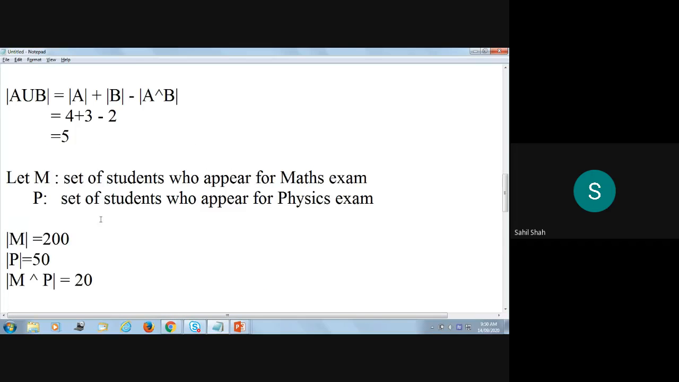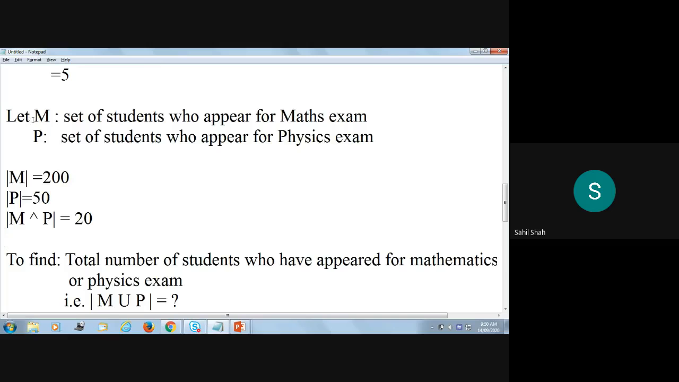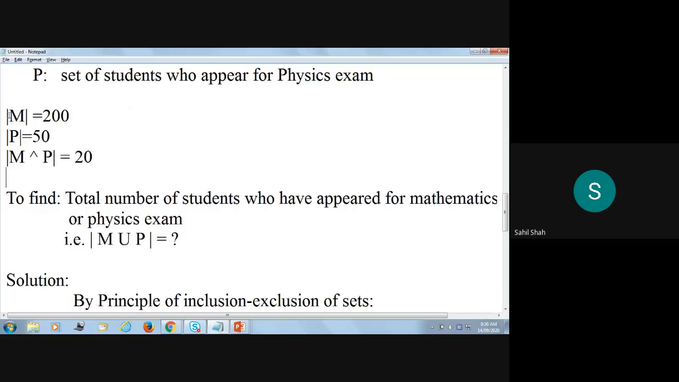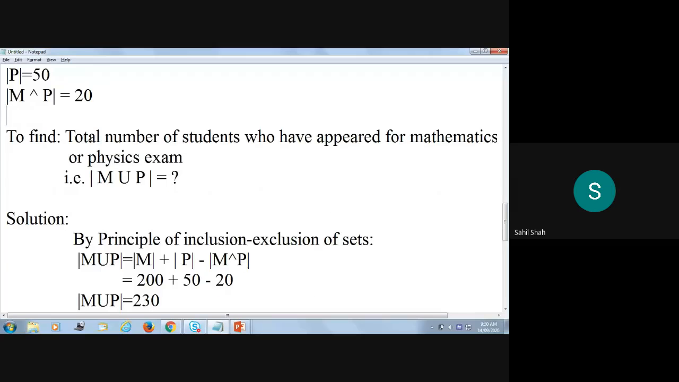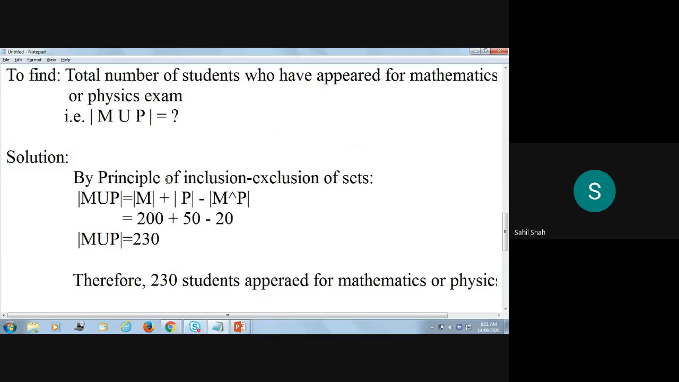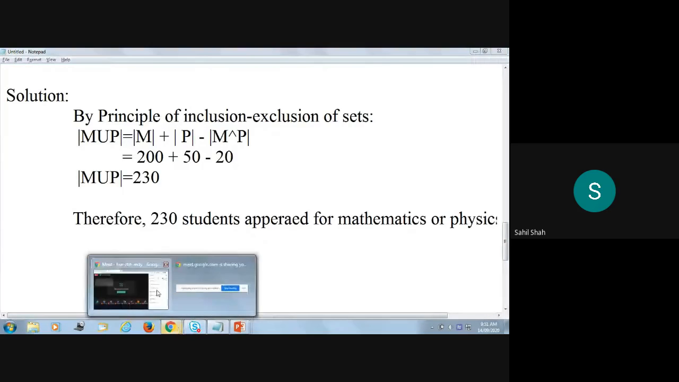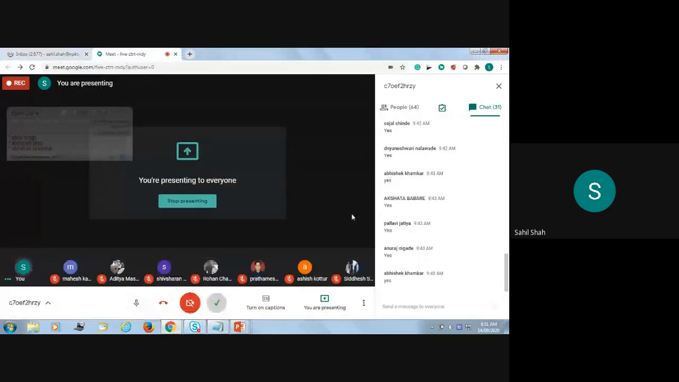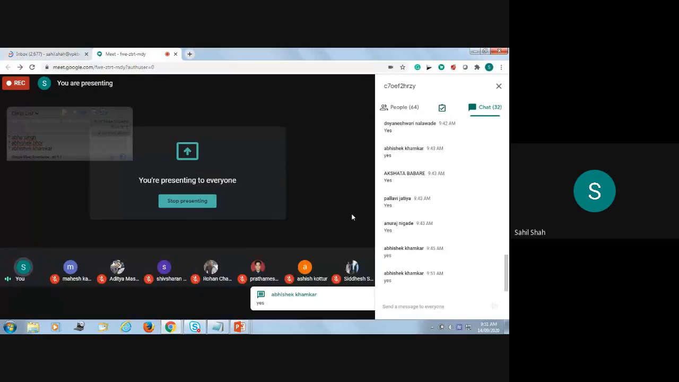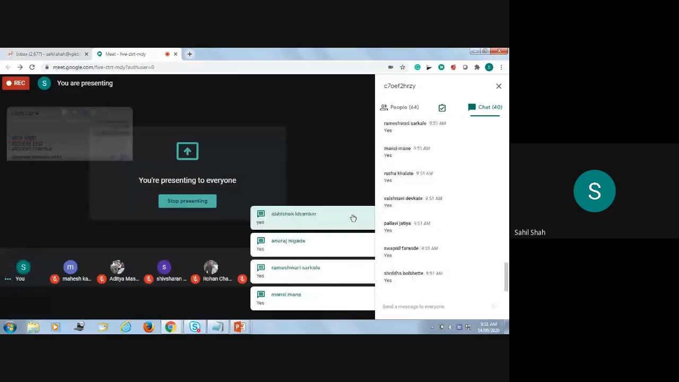You'll be first defining what you are assuming. After defining, write the appropriate cardinality values as given. Thereafter, write what to find in terms of statement form. Then you are converting the statement form into symbolic notation. Thereafter, you are making use of the available theorems and principles for finding your final answer. Am I clear? Whether it is clear how we have computed the number of students who have appeared for either physics or mathematics? You will be following the same methodology. Okay, do remember.